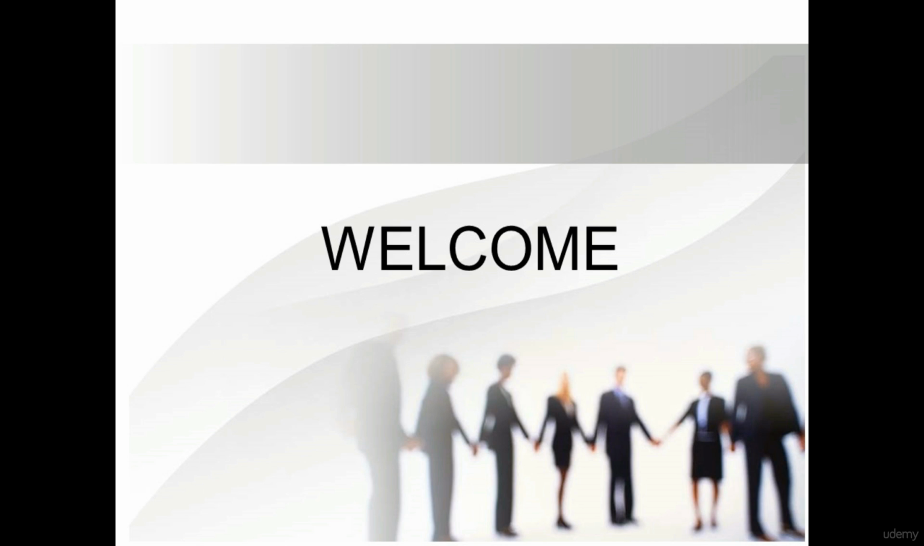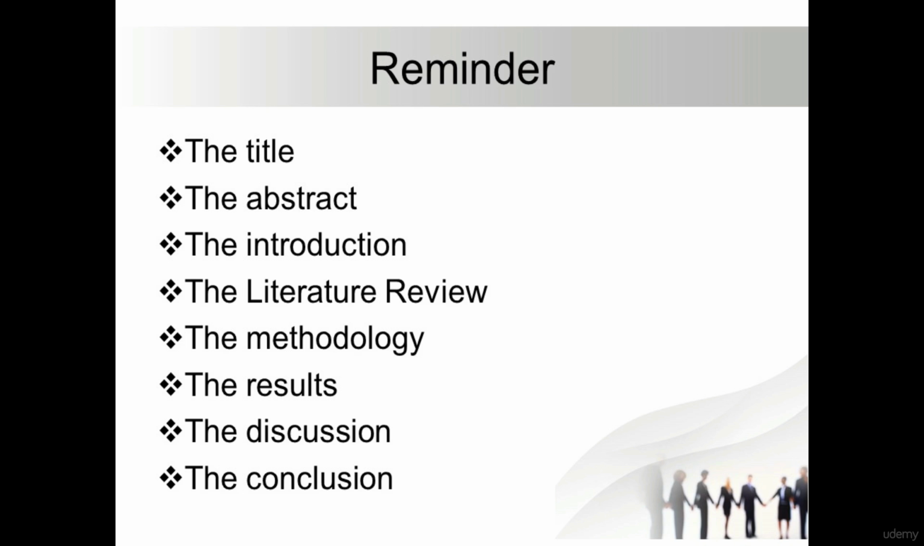Welcome back to our course on writing and publishing a scientific paper. As a reminder, remember that an article is composed of different parts or different blocks: the title, the abstract, the introduction, the literature review, the methodology, the results, the discussion, and the conclusion. We've already touched on some of the specific blocks, but this lesson is going to focus solely on the abstract.